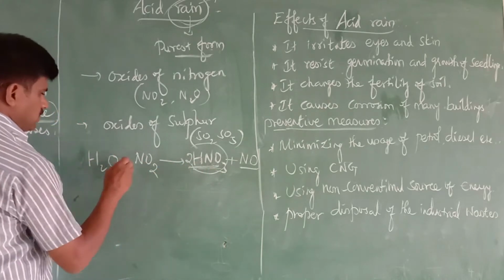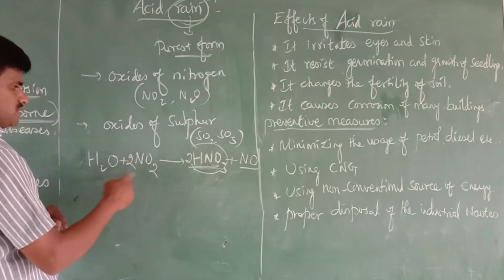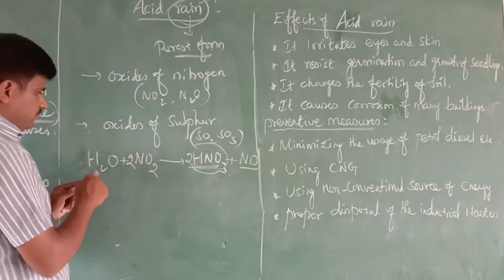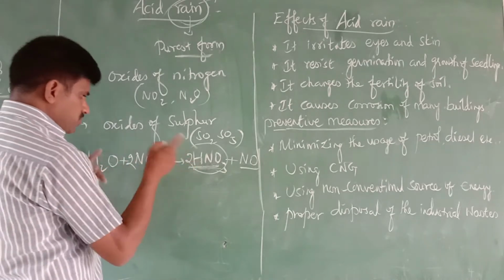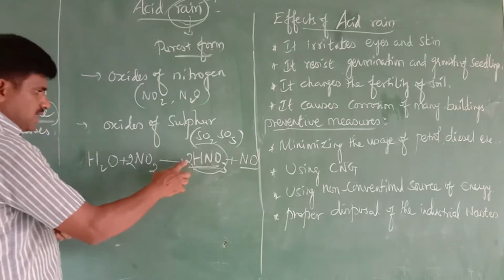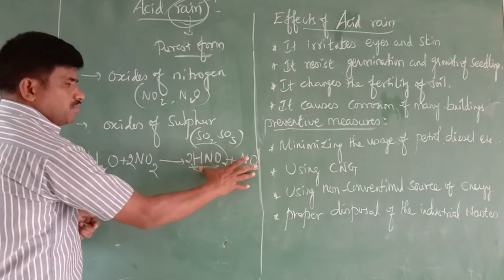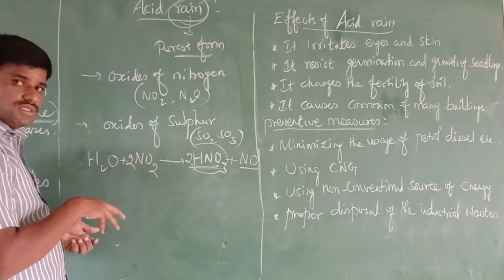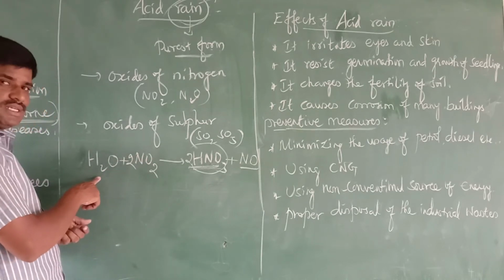This is actually 2 NO2 and 1 mole of water, H2O, plus NO. Now it is balanced. Now you see, this side is called the product and this side is called the reactant side. Now we should see the number of atoms present in the reactant.